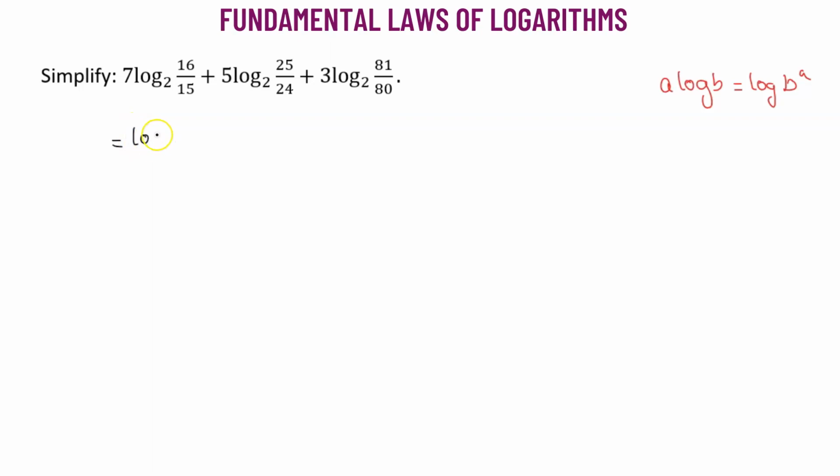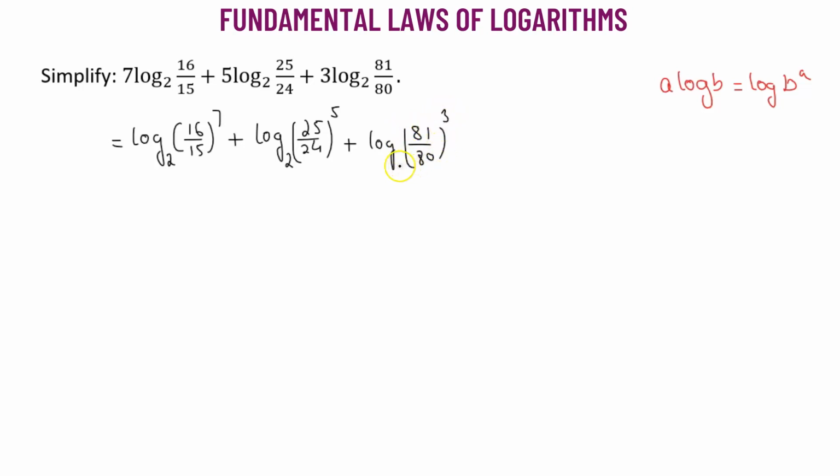We will get log of 16 over 15 raised to the power of 7 at the base of 2 plus log of 25 over 24 raised to the power of 5 with the base 2 plus log of 81 over 80 whole raised to the power of 3 with the base 2. Right. So this will be equal to log of, now what we'll do, we'll factorize 16 to get 2 raised to the power of 4 divided by 15.